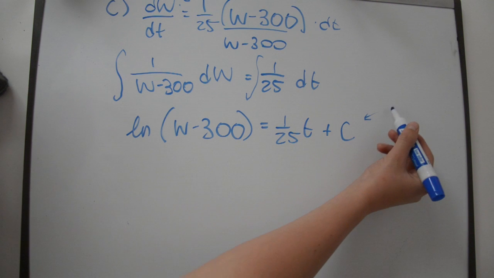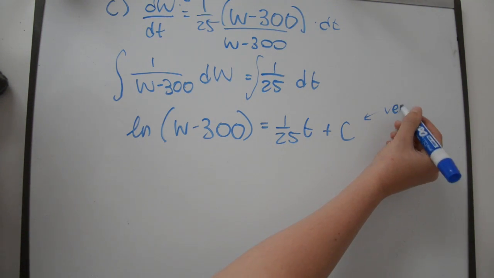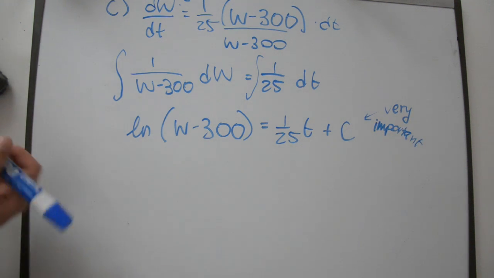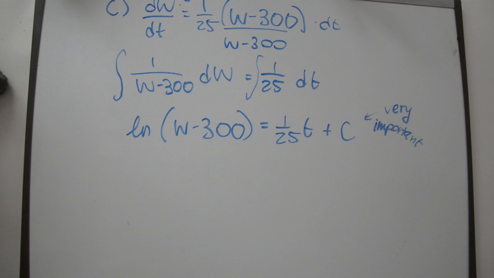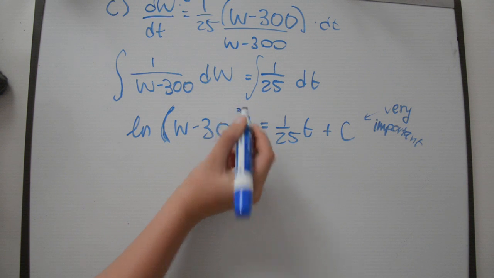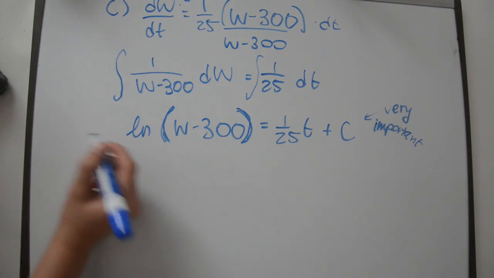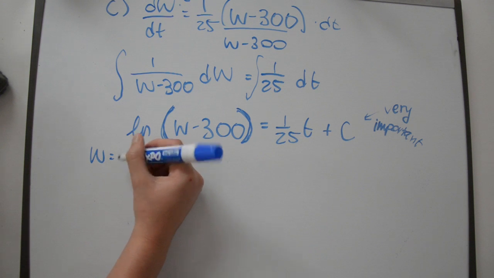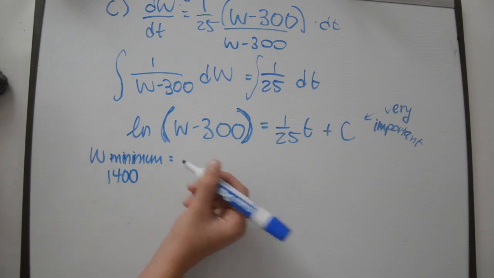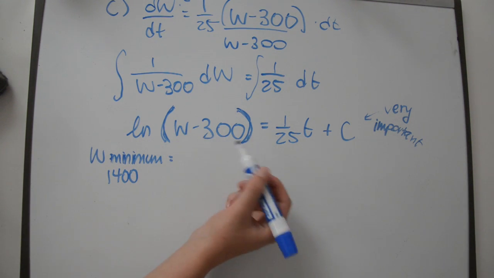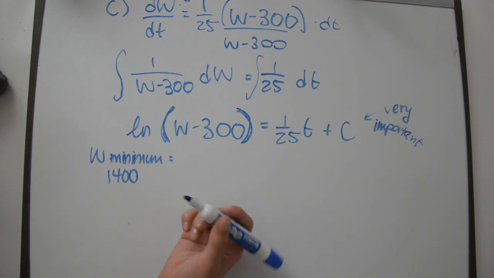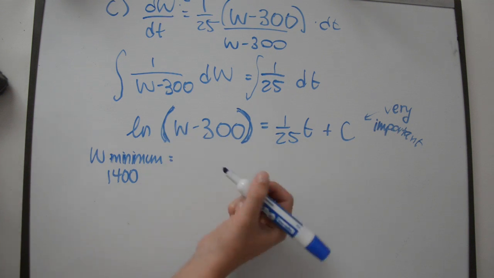It is very important to write the c, because you will get many points off if you do not. Okay, some of you might be wondering why I'm using parentheses instead of absolute value signs on these. It's because we know that our minimum value for w is 1400, so you can't go any lower than that. So if you only subtract 300 from any number equal to or greater than 1400, you will not get a negative number. So you do not need to worry about absolute value.